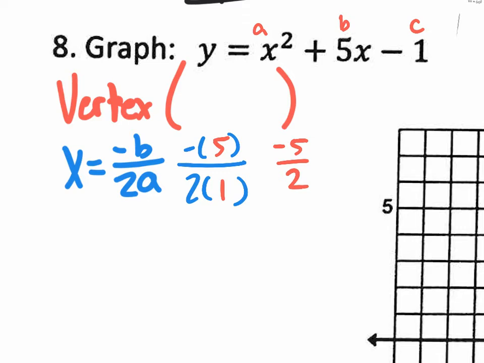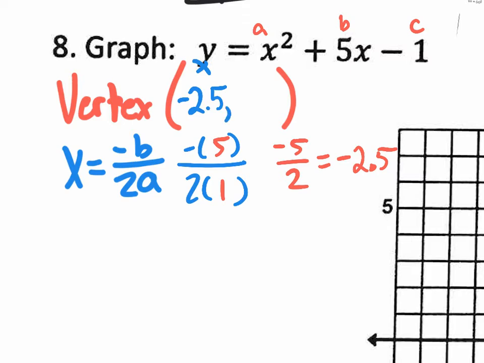And I apologize, this is ugly. Why? Because -5 is not divisible by 2. I mean, do it on a calculator, what are you going to get? -2.5. You're going to get a decimal, right? -2.5, and that is your vertex x value. Now we need to find the y value.